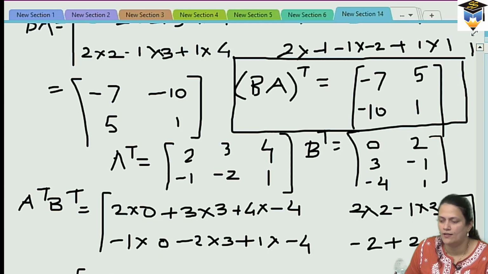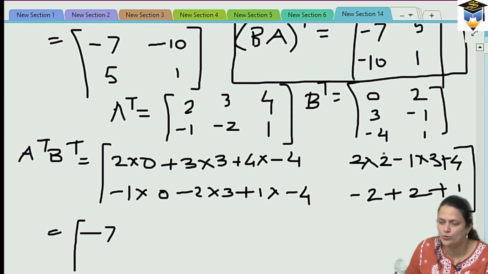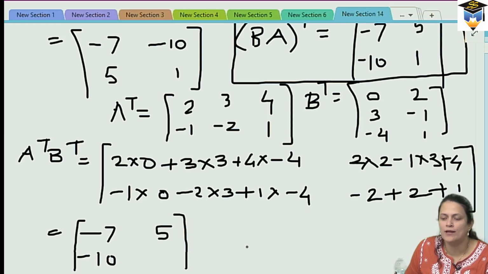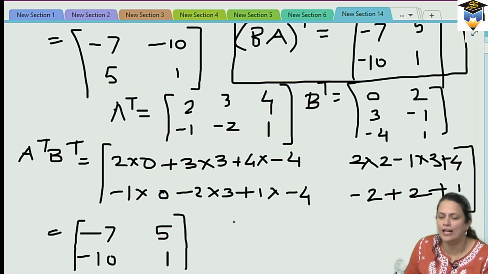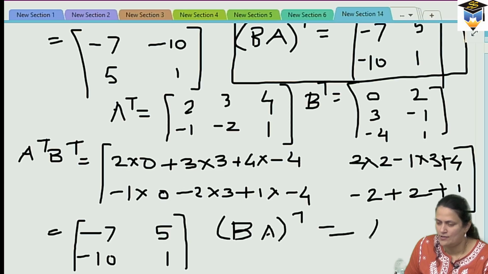Now let us check the next. 2 into 2 is 4. 4 plus 4 minus 3 is 5. Minus 1 into 0 is 0. Minus 6 minus 4 is minus 10. And plus 2 minus 2 gets cancelled. So 1 is the answer. So hence we have proved that (BA) transpose is A transpose multiplied by B transpose.